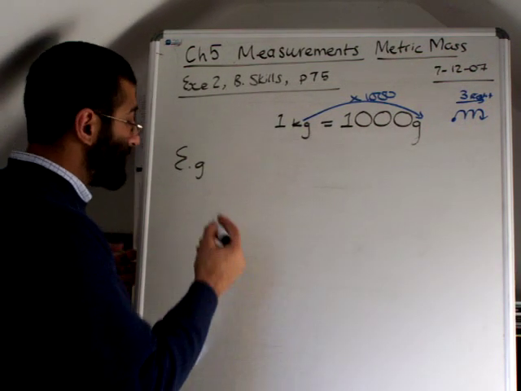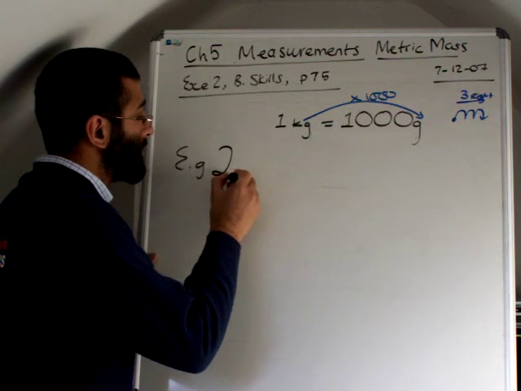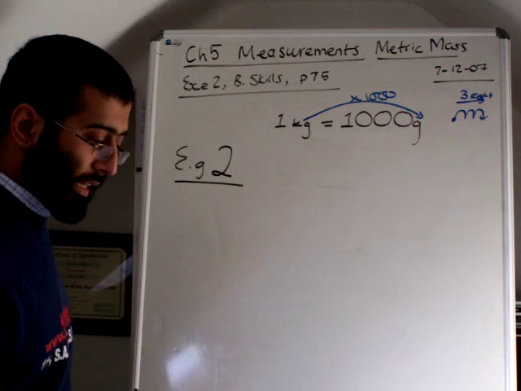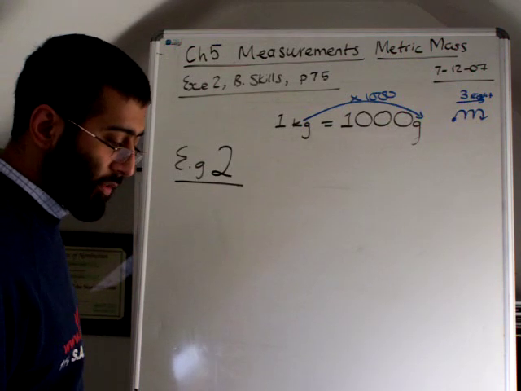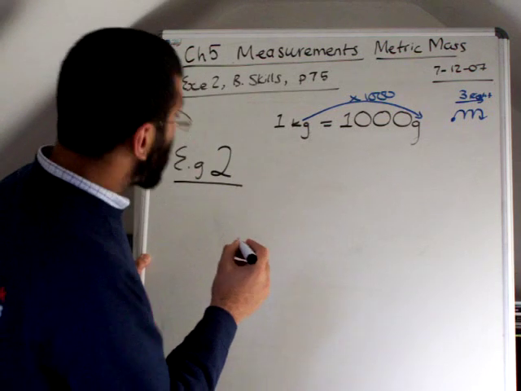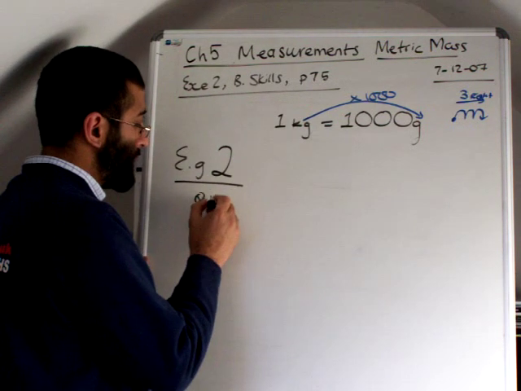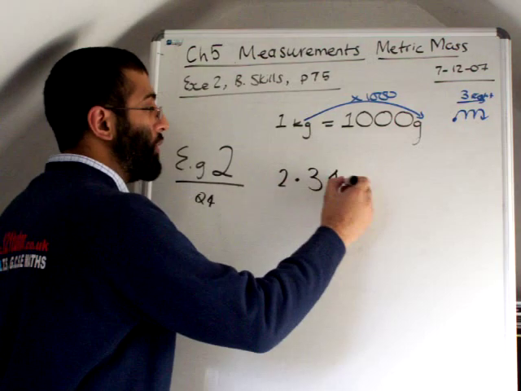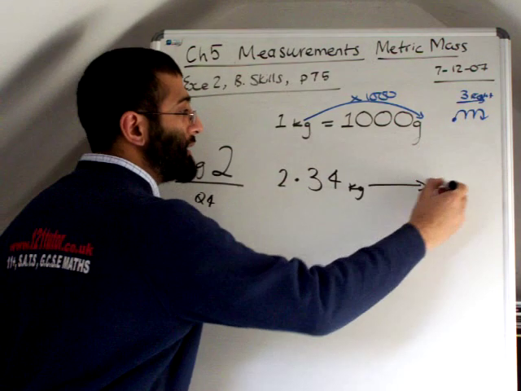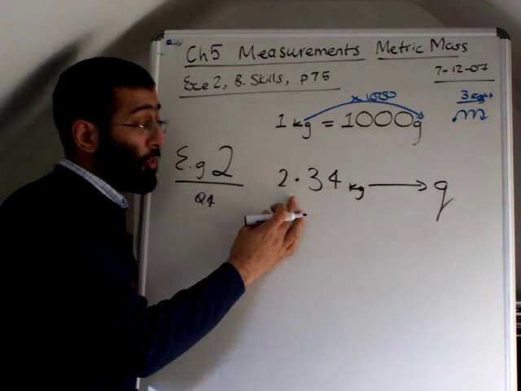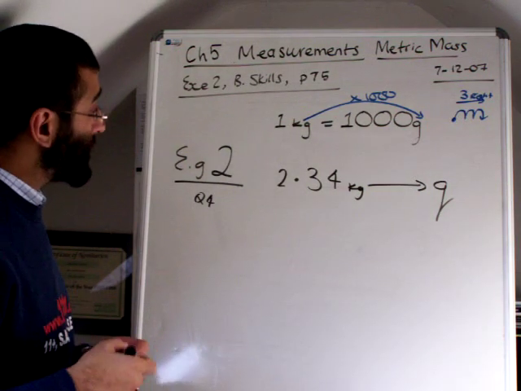Example number 2. Okay, example number 2, I'm going to take a number with a decimal point in it. Question number 4. We have 2.34 kilograms. We've got to change that into grams. Okay. Now we do have a decimal point in this question, so let's see how that goes.